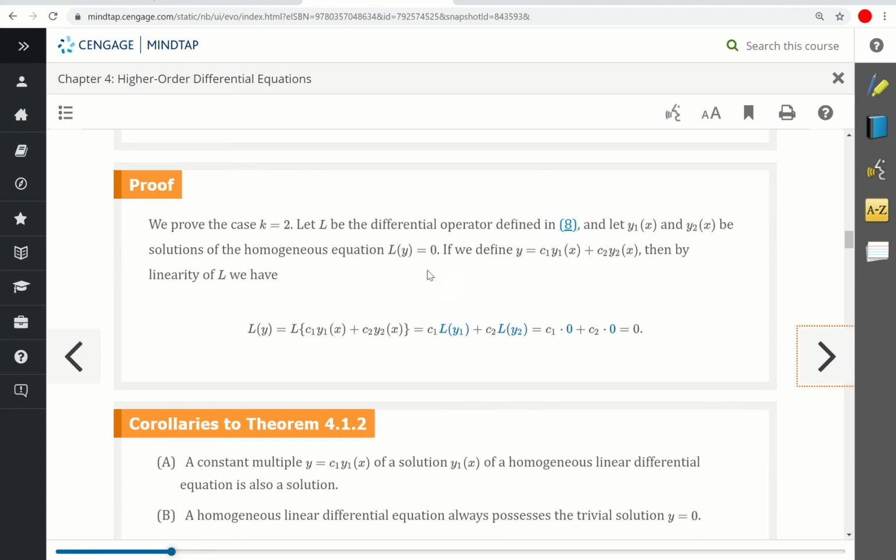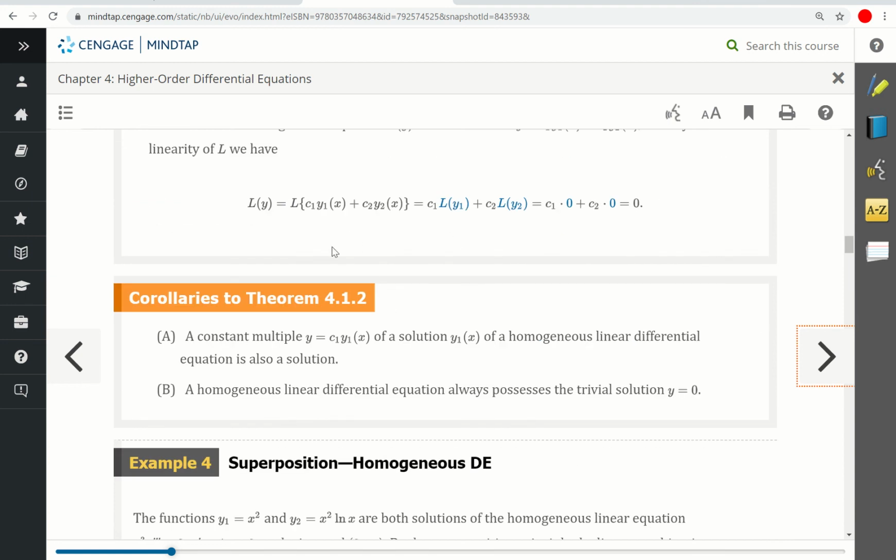If you wanted to see a sketch of this, you can look at it in the notes. I'm not going to do much with this.